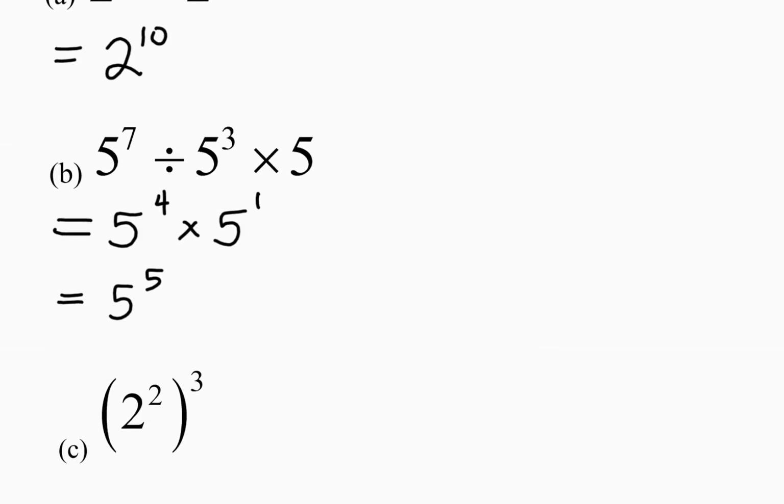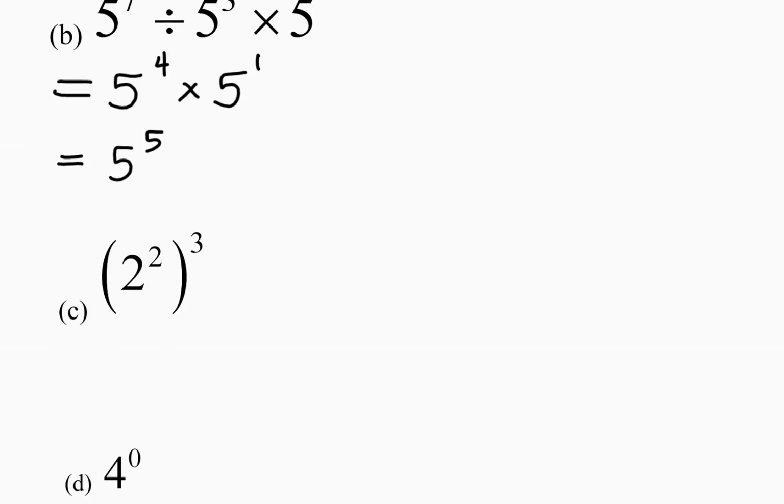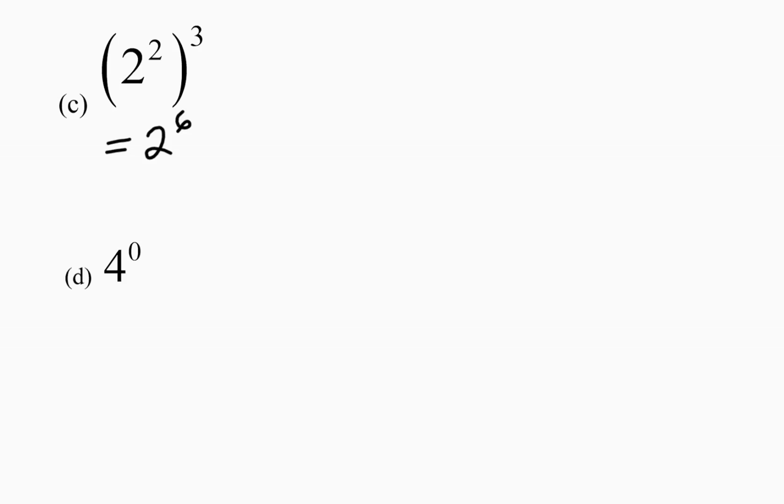If we keep going, this next one is the power to a power rule. And when you're raising a power to a power, you multiply the exponents and keep the base. So the base will be 2, and the exponents will be 6. And then remember, anything to the exponent of 0 is always equal to 1.